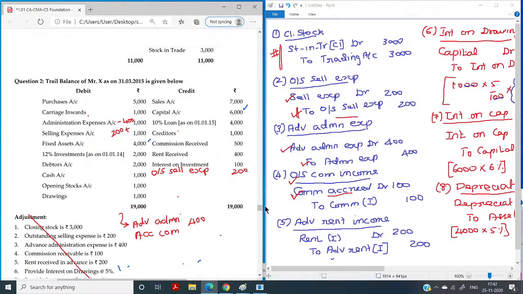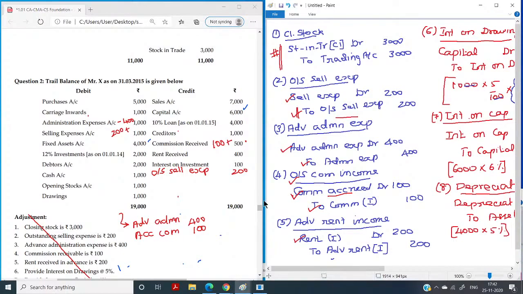I just posted. And commission income. Already we have commission received. So this is in the credit side. This is also in credit side. So I have to add this one. So the 100 rupees will be addable with that 500 rupees. Is it clear?